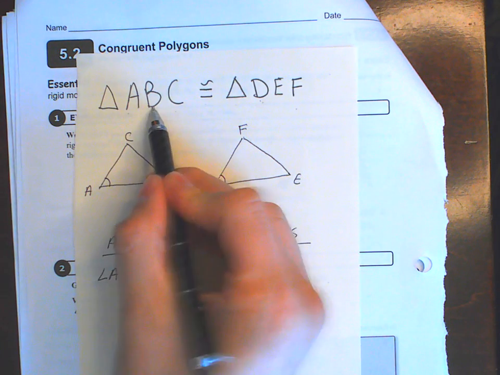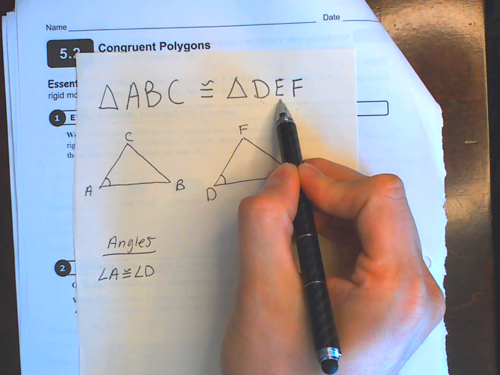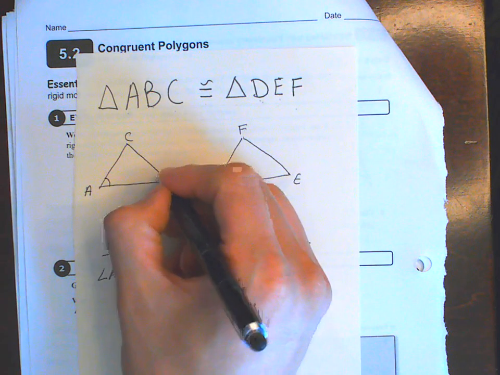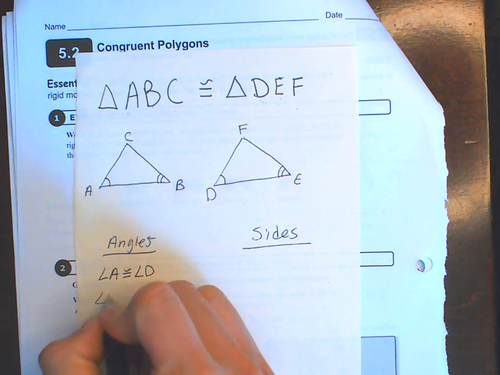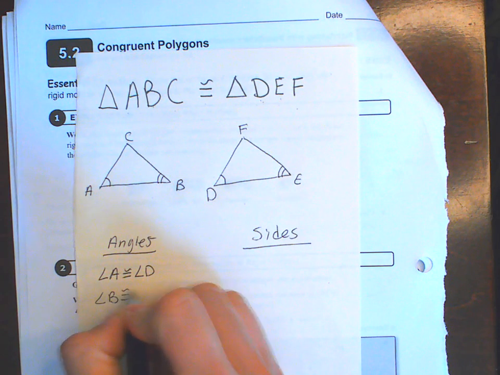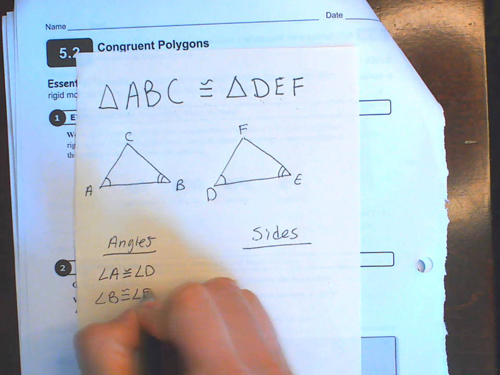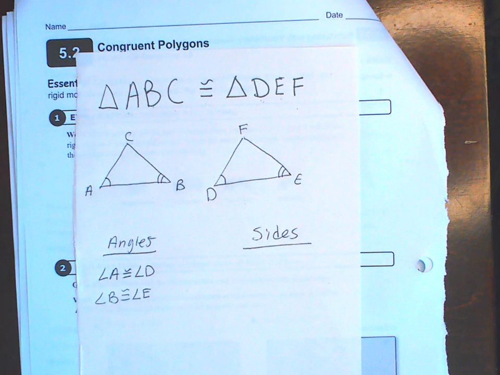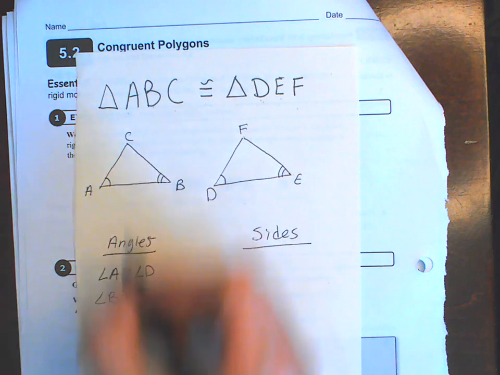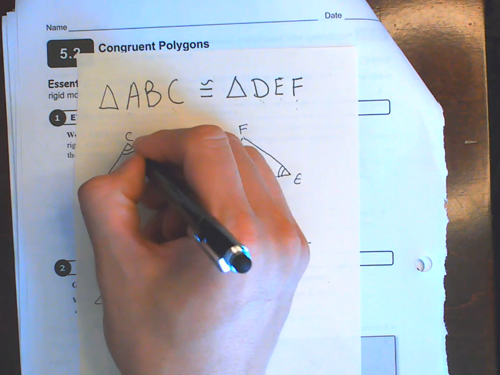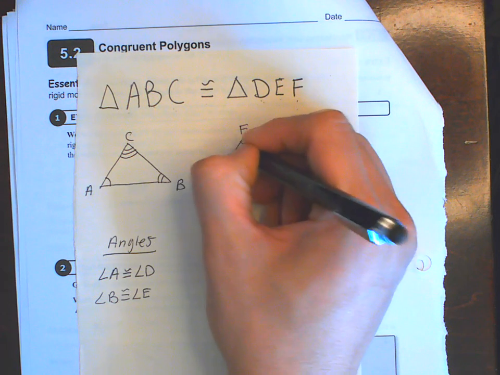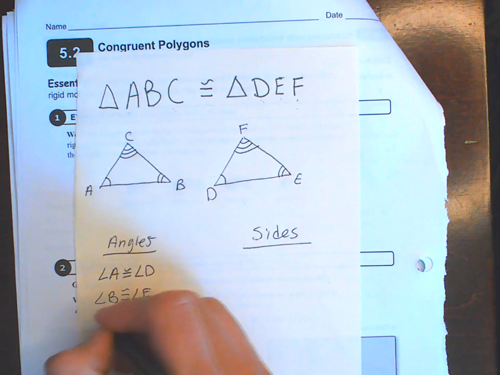Angle B is going to be congruent to angle E. So B congruent to E. Please note the notation. There's a difference between equality and congruence. And then third, angle C corresponds to F. So angle C is going to be congruent to angle F.